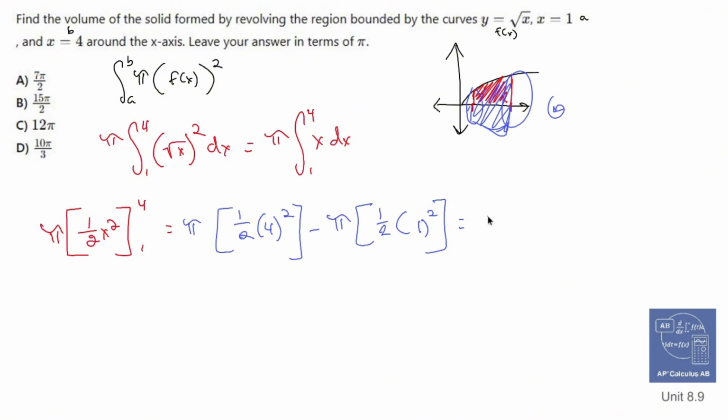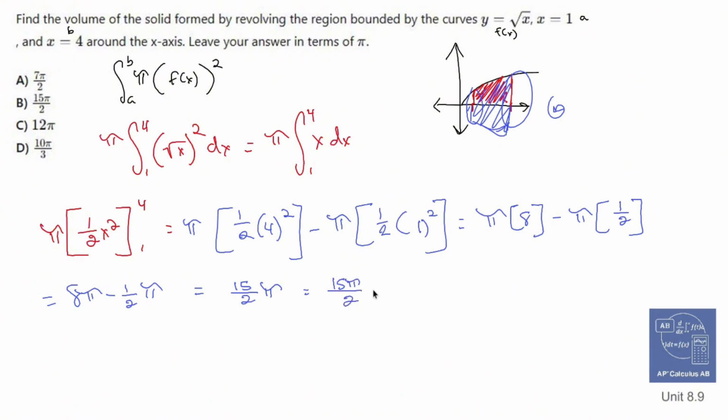4 squared is 16, half of that is 8, so pi times 8, minus 1 squared is 1, half of that is still 1, so pi times 1/2. Not 1, but 1/2. That's 8 pi minus half a pi, which is going to be 16 over 2 minus a half, 15 halves pi, or 15 pi over 2, which is B.